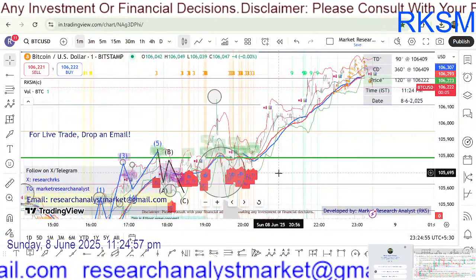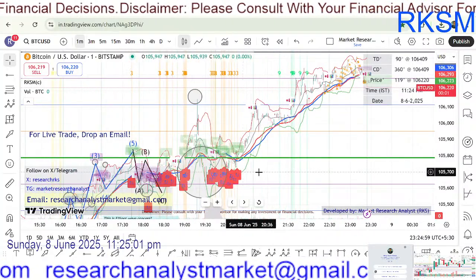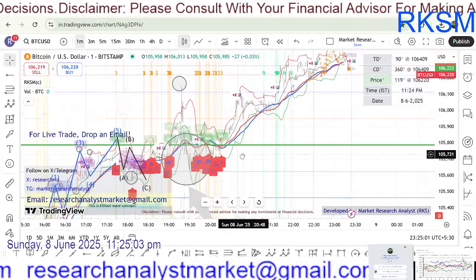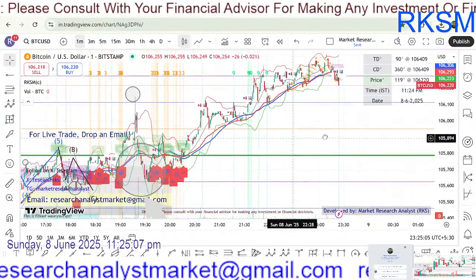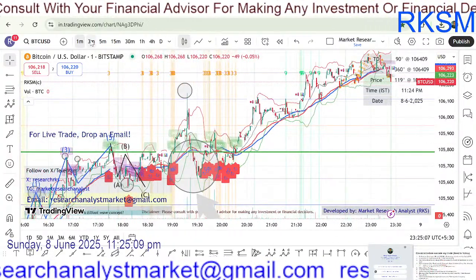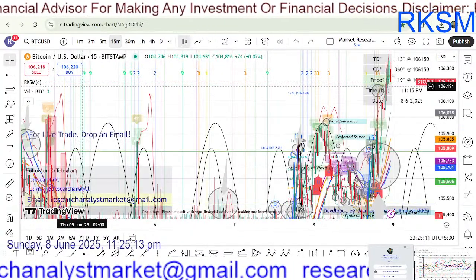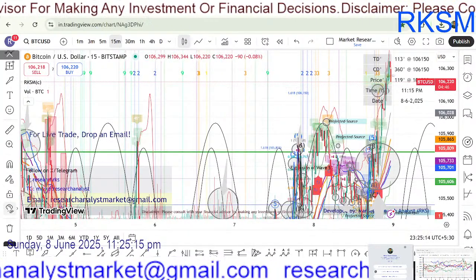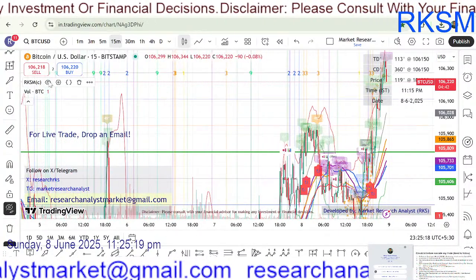Let me give a quick review of our model and what the statistics of Bitcoin are now. Okay, so first of all we need to look into the different time frames. First, I need to switch off all the drawings on the chart, and I'm switching off my model.